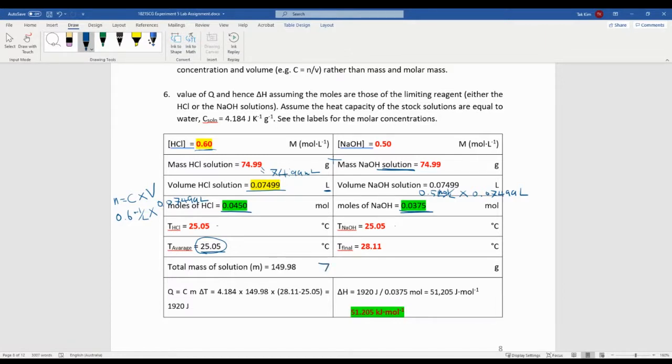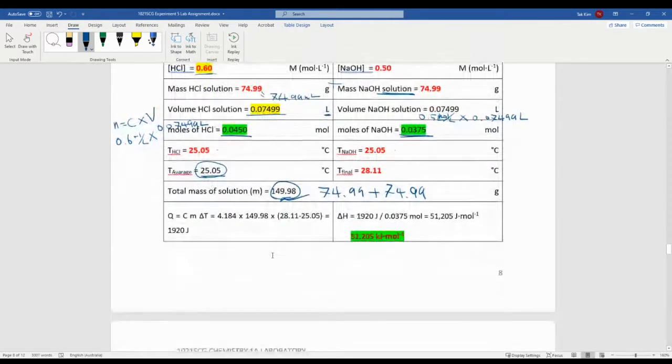So total mass is 74.99 plus 74.99, and you end up with 149.98 grams of your total solution. Okay, so to calculate heat from your reaction, you will still need to use the same formula you used before: heat capacity of water times your total mass, heat capacity, mass, and then change in temperature in Kelvin scale, right?